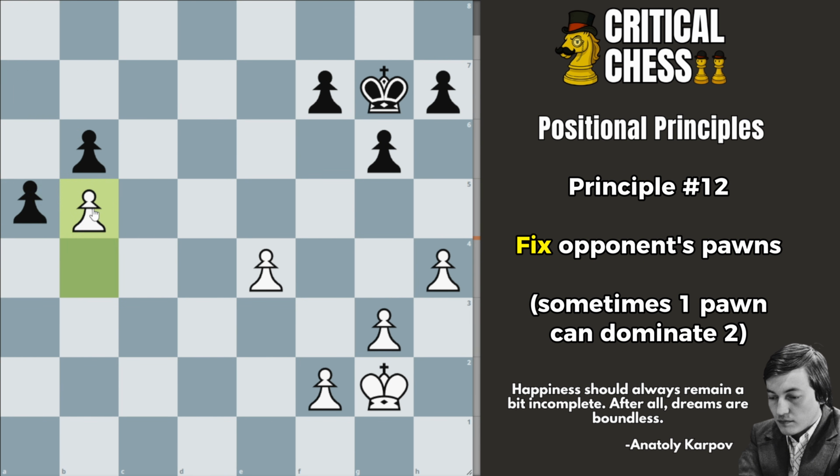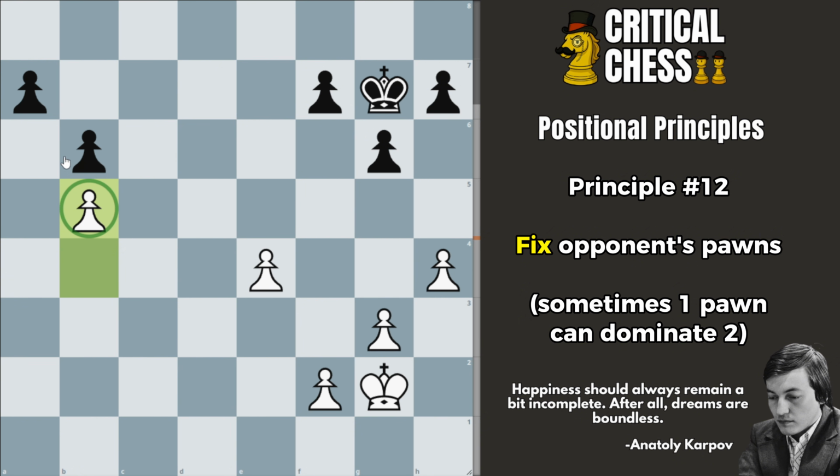So this one pawn is able to dominate two pawns, and now we are freely able to bring the king as the white pieces, we are freely able to push f4, and we are freely able to create a passed pawn on this side of the board without having to worry about the queenside counterplay. So make sure to fix opponent's pawns like this whenever you get the opportunity.